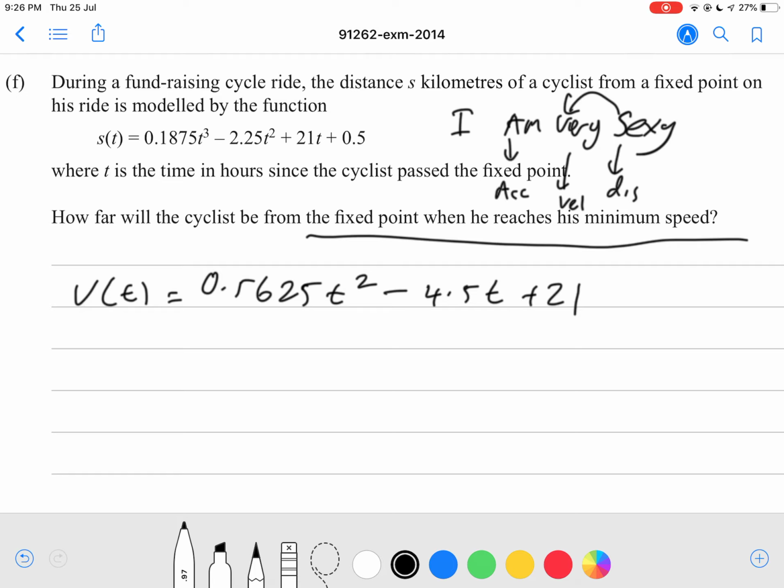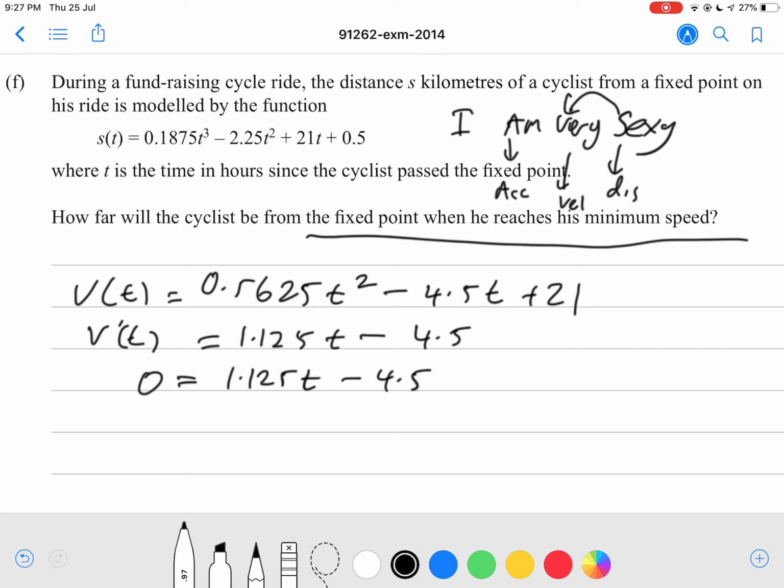However, we need to find the gradient function for our velocity formula to find the minimum speed, because the minimum speed only happens when the gradient is 0. So our v dash of t, we need to differentiate again. That gives us 1.125 t minus 4.5. And now we need to find what our t value is for when the gradient is 0. So we substitute the gradient is 0, and we'll find what our t value is.